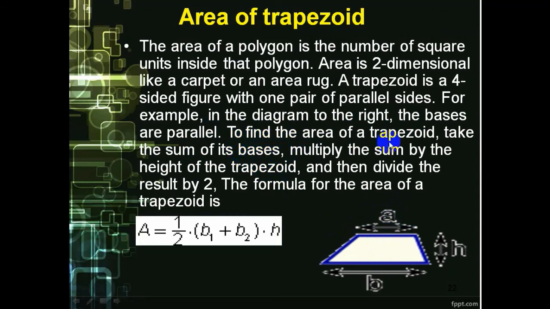To find the area of a trapezoid, take the sum of its bases, the sum of the parallel sides, multiply the sum by the height of the trapezoid, where h represents the height, and then divide the result by 2. The formula for the area of a trapezoid is base B1 plus B2 multiplied by h divided by 2 is equal to the area of the trapezoid figure. So the area of the trapezoid figure is very simple. Sum the lengths of the parallel sides, multiply the result with the height, and then divide the whole result by 2. You will get the area of the trapezoid.